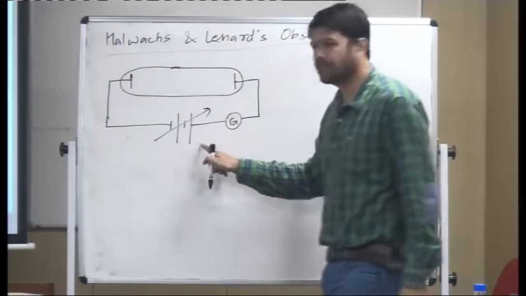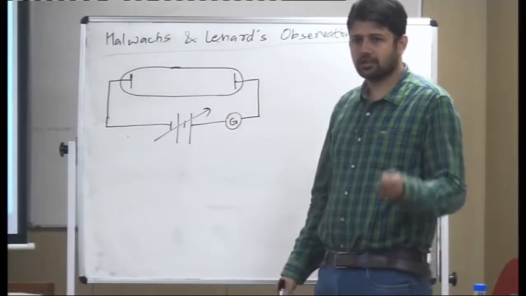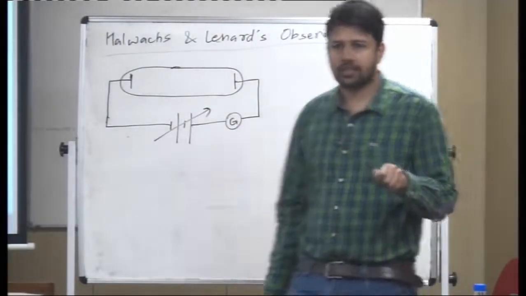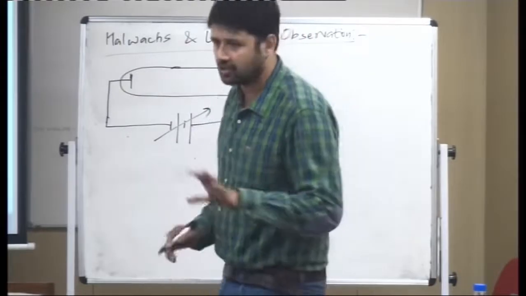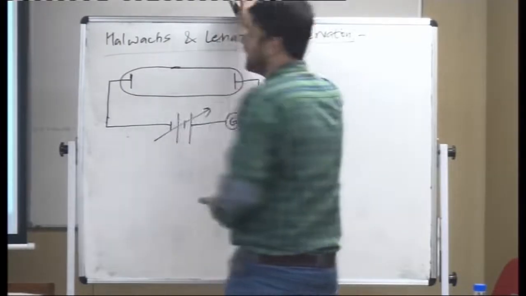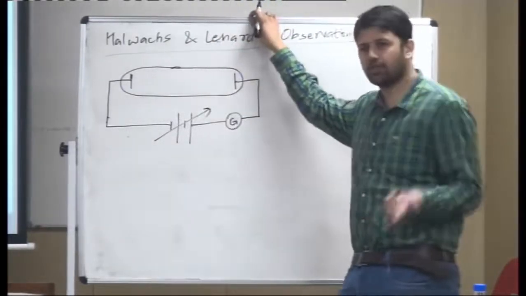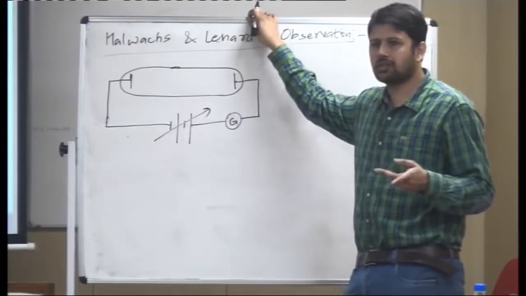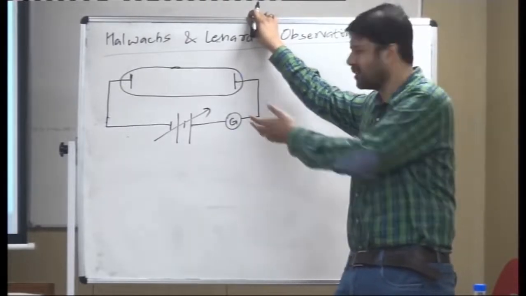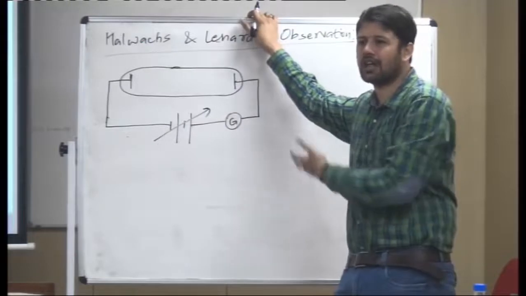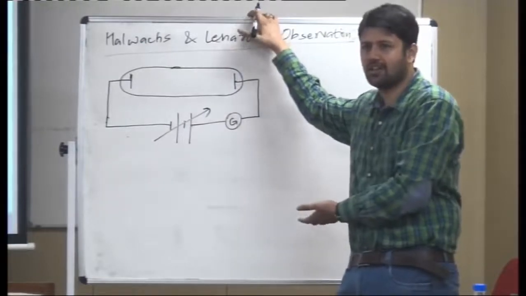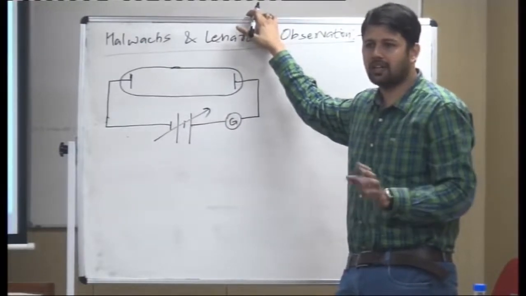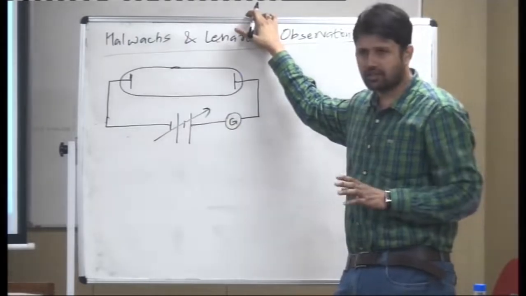This is the variable battery. You can change the voltage as well as the polarity. Actually, this arrangement is made using a commutator, where you switch the terminals. You need not understand what is happening behind the scenes. We just say it's a variable battery and we can vary the potential difference.